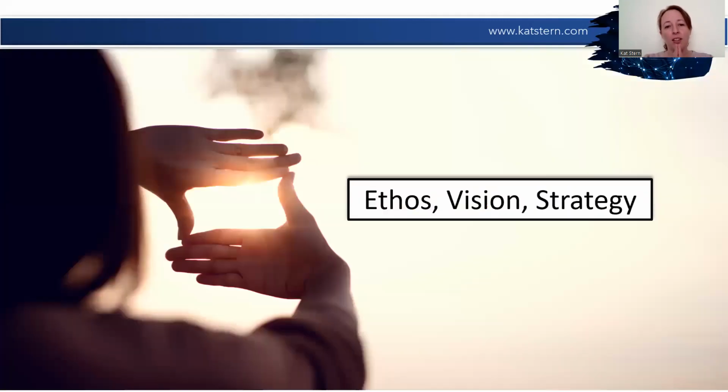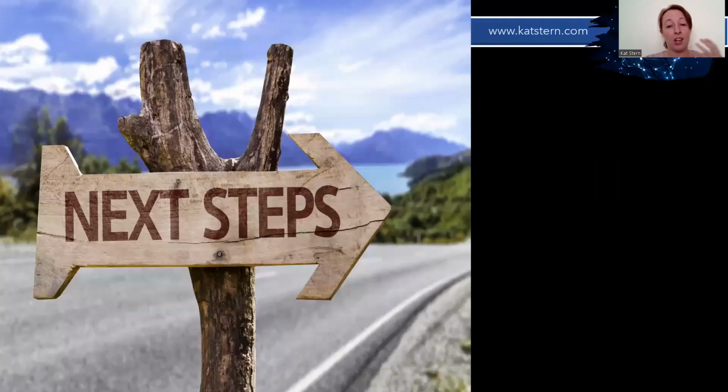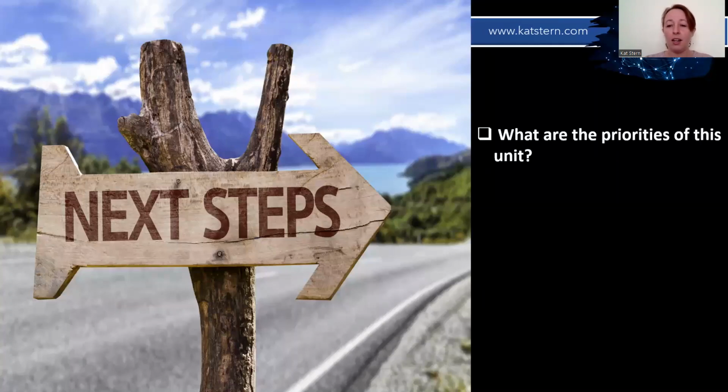Okay, so that was a brief introduction into thinking about your vision and your strategy for the unit, and perhaps how to communicate that vision and strategy. What I might suggest as some next steps at the end of this video is to think about what the priorities of your unit are. If you currently don't have any written priorities, enjoy. What a great opportunity to sit down and start creating that list and start sharing that vision.